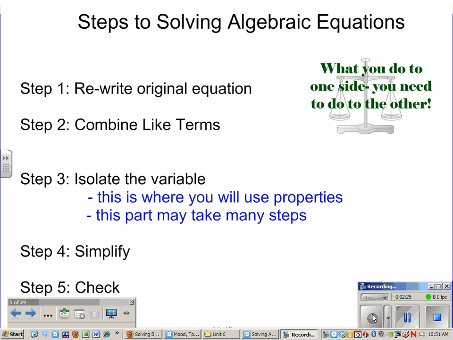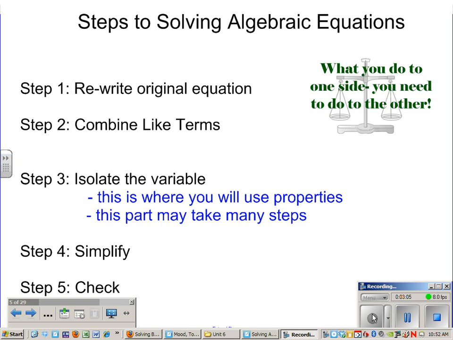Okay, there are some basic steps used when solving algebraic equations. You need to write these steps down. Step 1 is always rewrite the original equation. When you are transposing or copying a problem from a book and you're going to solve it in a notebook, or if you're on a computerized test and you're going to solve the problem on your scratch paper, you want to rewrite the original equation exactly as it is. You need to double check that really carefully, because if you make one change in the equation, your whole answer is wrong. Step 2 is you always combine like terms.